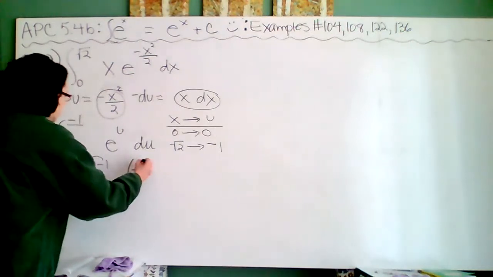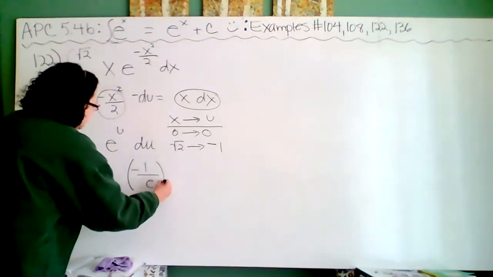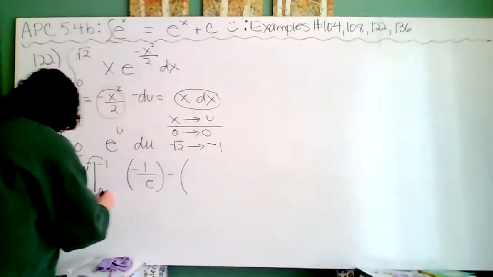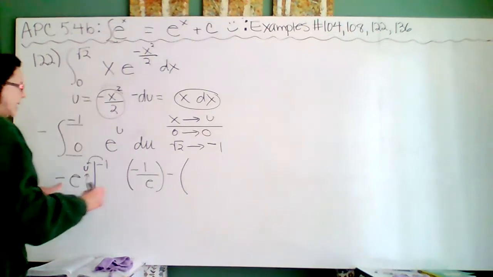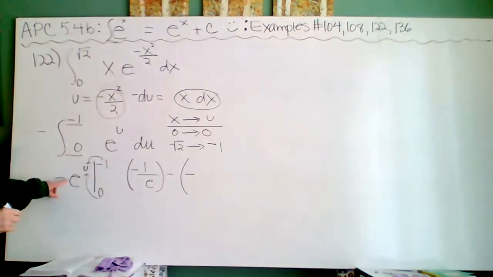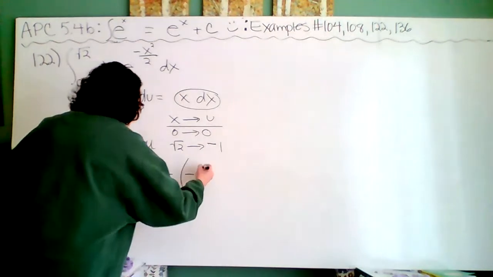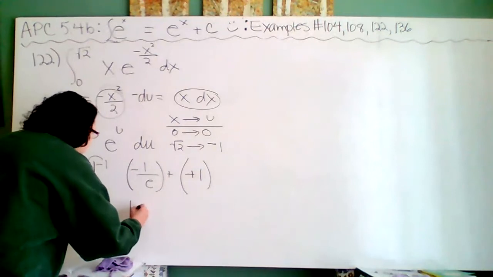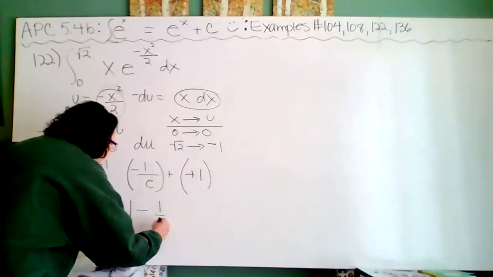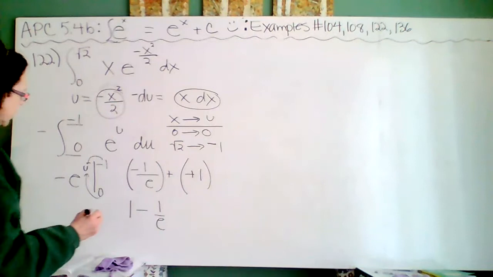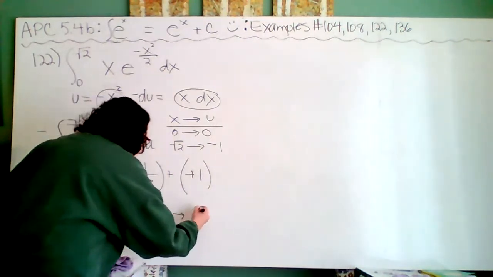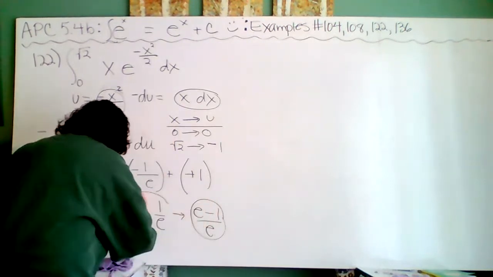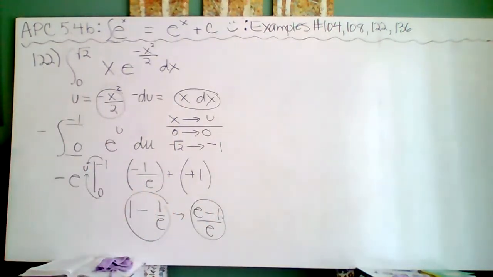This is e to the negative 1, so if it's okay with you, I'm going to make that an e to the first power in the denominator, minus. My f of b is a negative, and e to the 0 is 1. So my final answer is 1 minus 1 over e. Or if you write it with a common denominator, that would be e minus 1 over e. Either of these are perfectly acceptable.